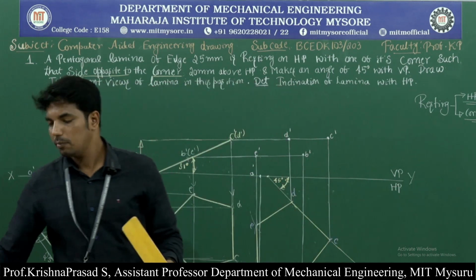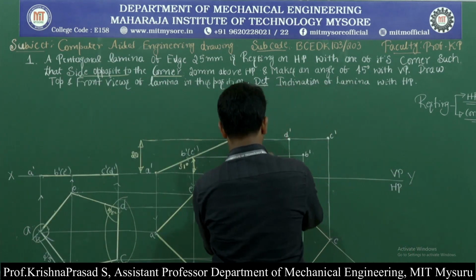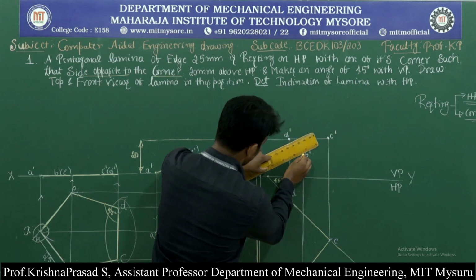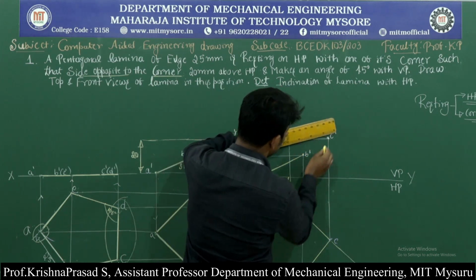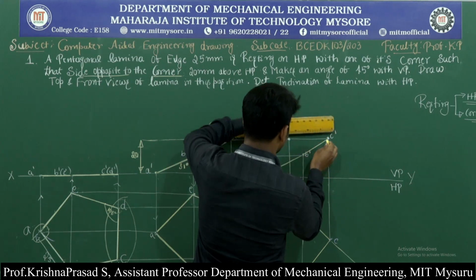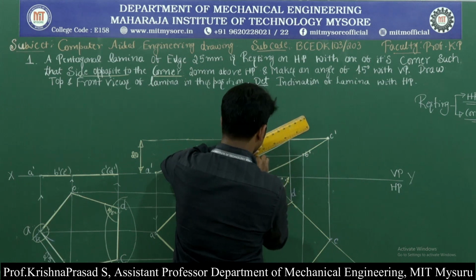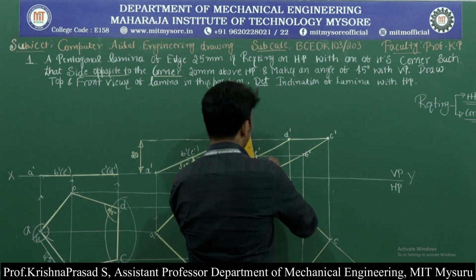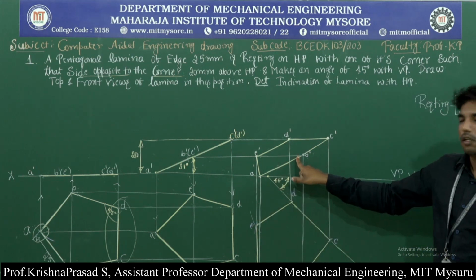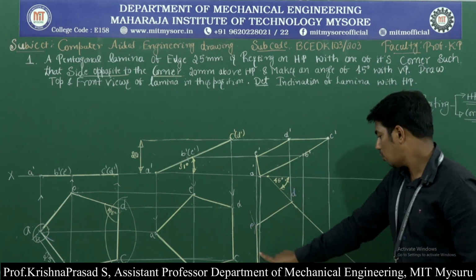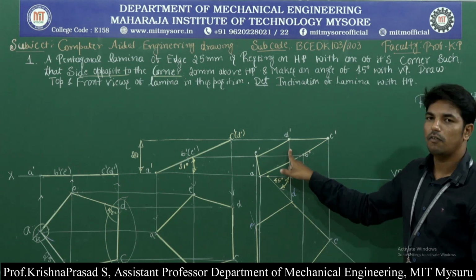Okay, now to complete the problem, just join all the lines. This is first A dash B dash, then B dash C dash, then C dash D dash, then D dash A dash, and then finally E dash A dash. So now the pentagonal lamina, the side opposite to the corner, is inclined at 45 degree to VP, and this is the final figure.